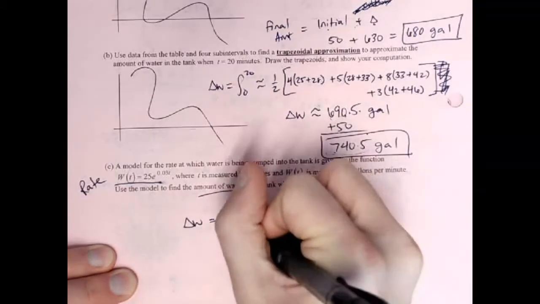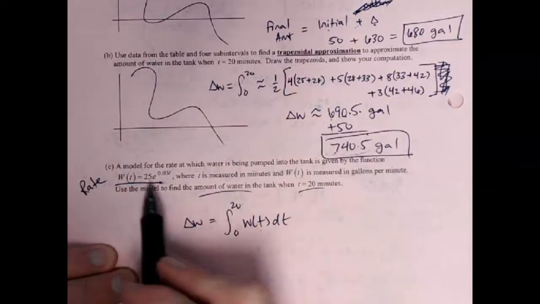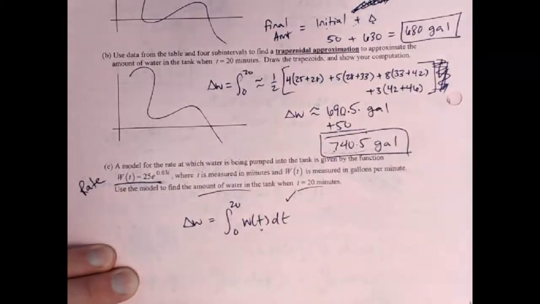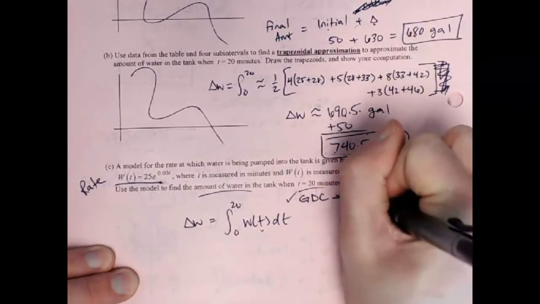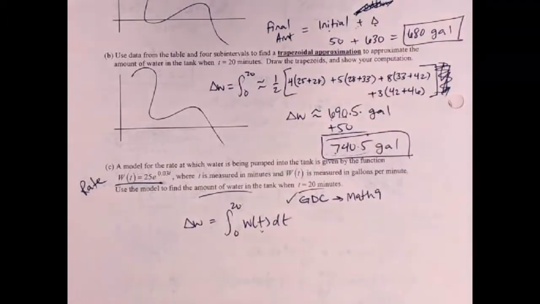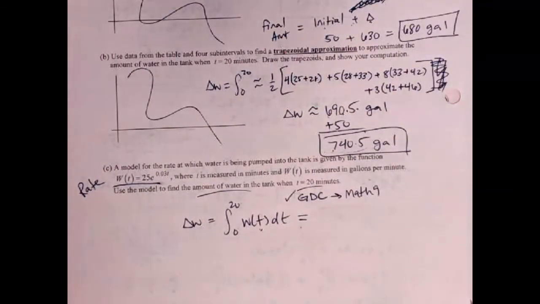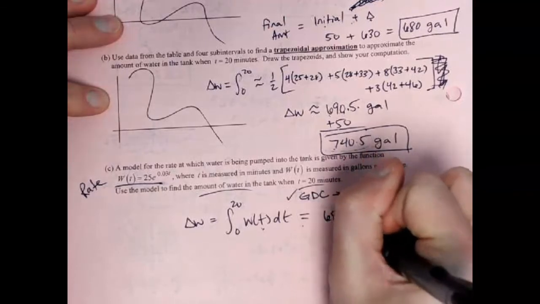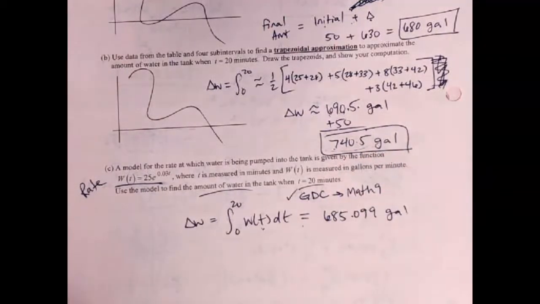But now I don't have to approximate it. Now that I actually have the equation, now I can actually do it. I'm going to use my graphing calculator, and I'm just going to math 9 that sucker. I'm just going to type it into the calculator, get it to do the integration for me. Now this is equals. It's no longer an approximation. It's equals. I would get 685.099 gallons. That would be exactly how much water comes in.